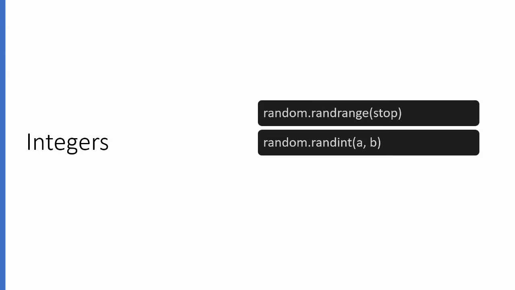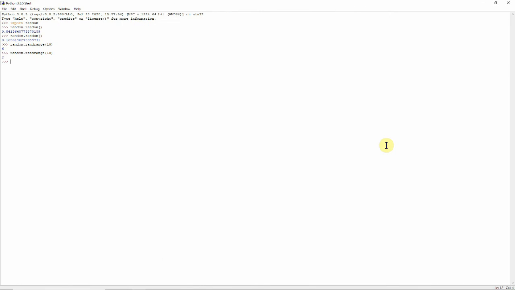Then you have random.randint, which generates a random number between a and b. However, this time it can include a and b. So if we generate a random integer between 1 and 10, this time we could get 1 and we could get 10, and we get 5.